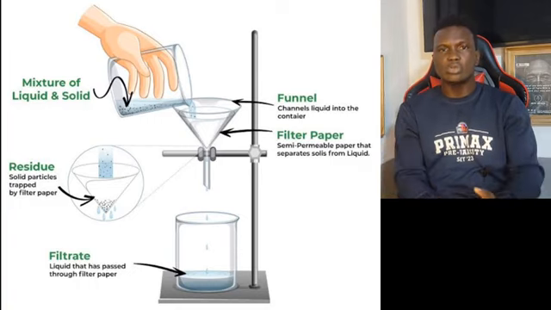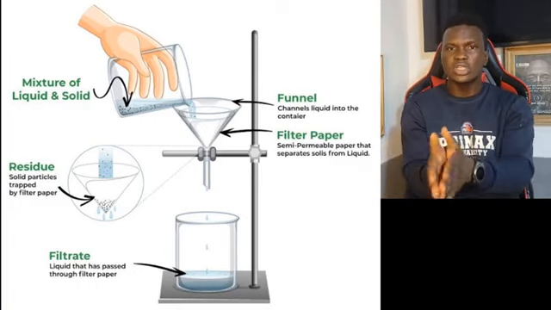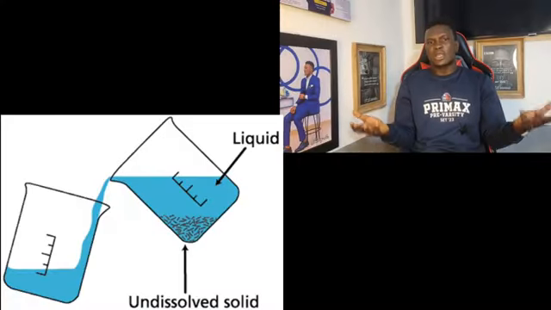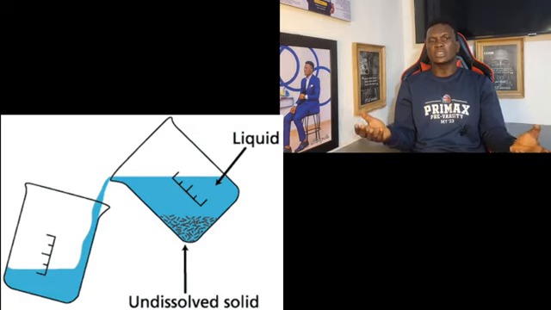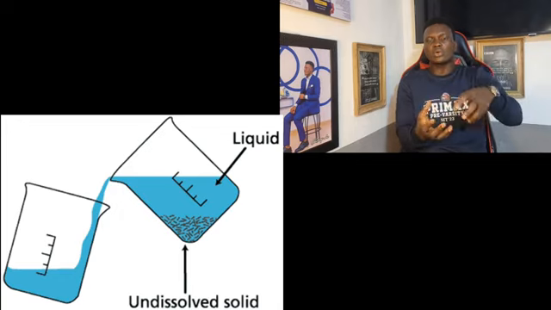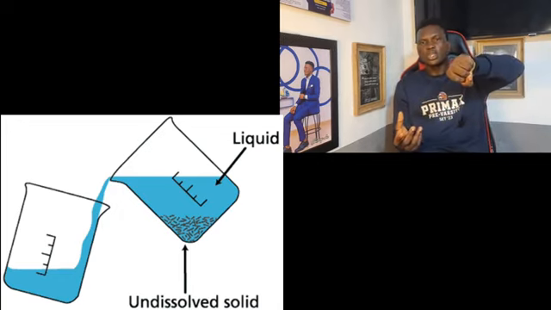The principle is solubility. So the solid should not dissolve in the liquid. Another type of separating technique is decantation. Decantation is also like filtration, but in this case, you're not using a funnel. You're just going to pour it out. So you have the solid settled down in the liquid, then you pour the liquid off.